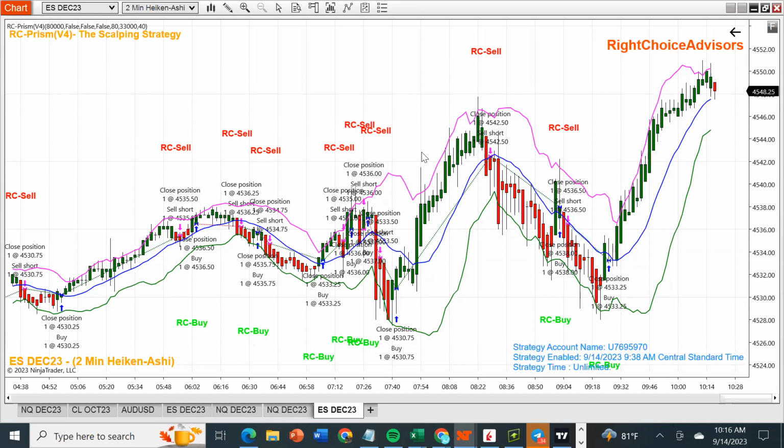Prop account means it is a proprietary firm. Apex is a prop, TPT is another prop, FTMO is another prop. There are many prop companies, and in those companies they first start with an evaluation and then they give a performance account. So that is the major difference between a prop account and a performance account.